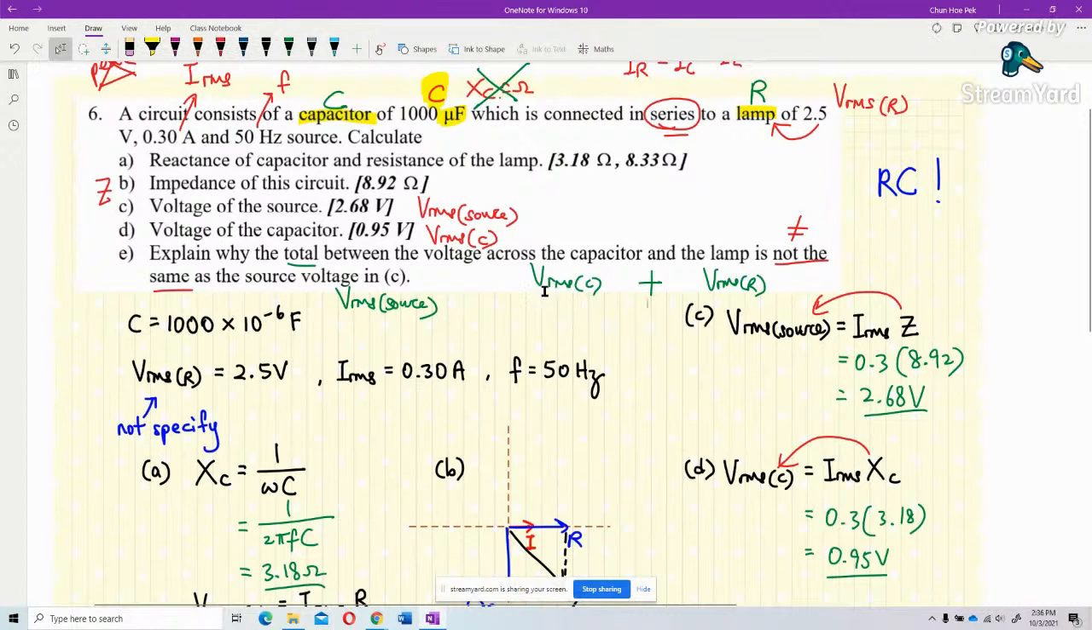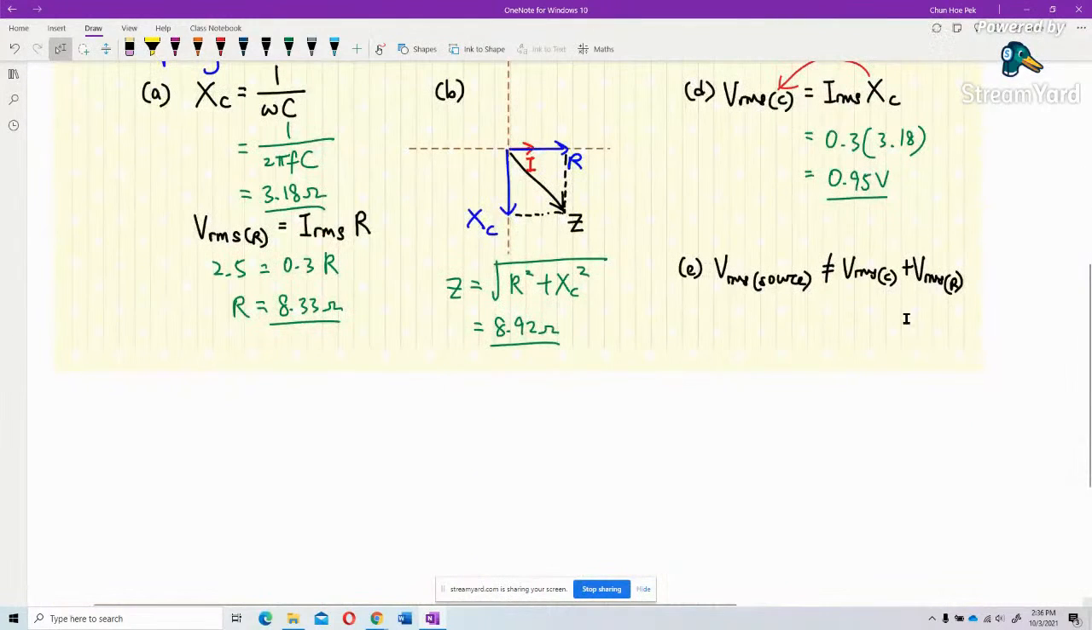Plus together. Why the total of root mean square capacitor and the root mean square resistor? Why the total of them not the same as the source voltage? Why not the same? So this is the question. Why the root mean square source is not the same as root mean square capacitor and resistor? Why not the same? Of course.